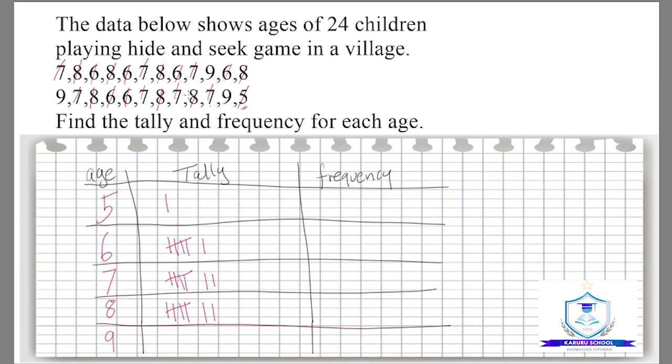Now the remaining one is age 9, so we have 9 here, we tally 1, we have another 9 here, we tally 1, we have finally the final 9, we tally 1 here. So to get the frequencies, we will just count the tallies.